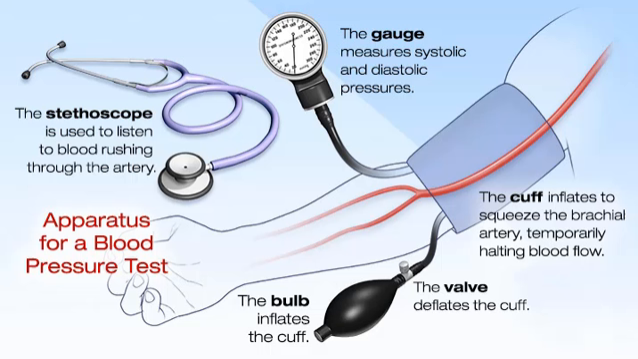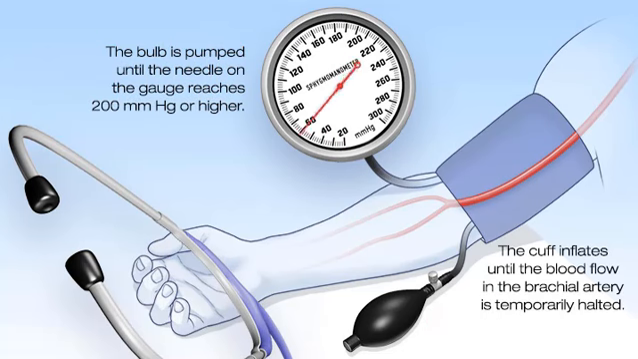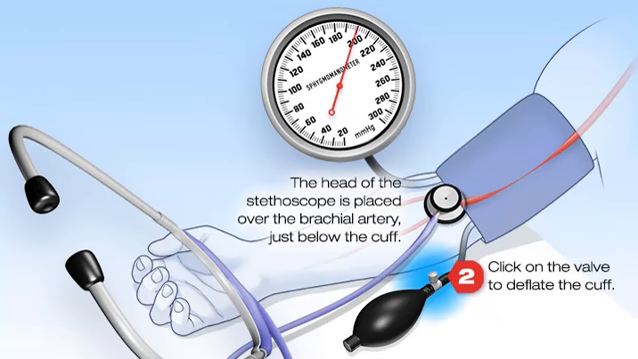The sphygmomanometer is the gauge which records the numbers that become your blood pressure. So to conduct a blood pressure test, you start by placing a cuff around your upper arm. The cuff is inflated up to a number above the expected blood pressure, usually around 200 millimeters of mercury. The head of the stethoscope is placed just over the brachial artery, which is the artery going through your elbow.